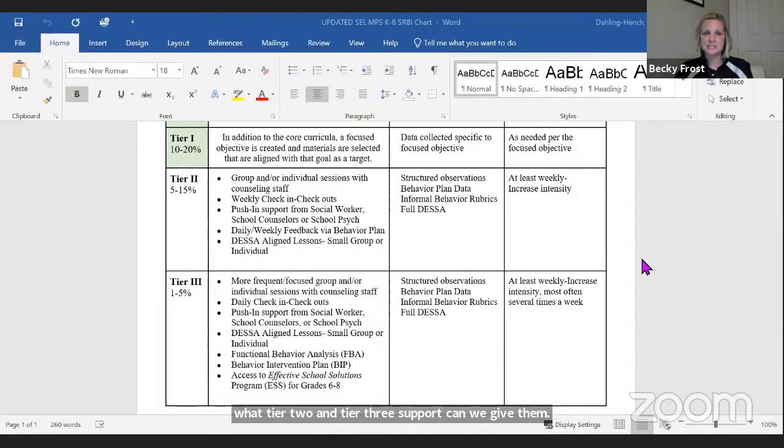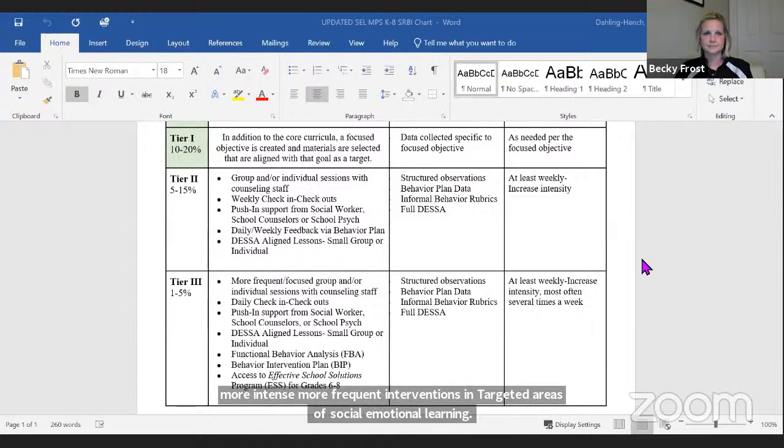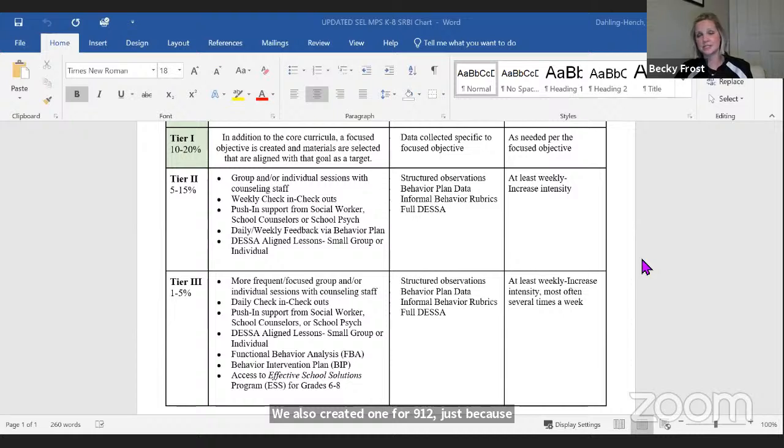So again, these are specific things that we would do in each K through 8 building to support students with more intense, more frequent interventions in targeted areas of social emotional learning. We also created one for 9-12, just because the high school has some different supports, different services, different programs. So again, we wanted it to be really specific for teachers so that they would know exactly what the next steps would be, again, for students with concerns.